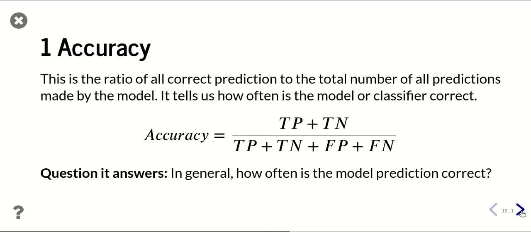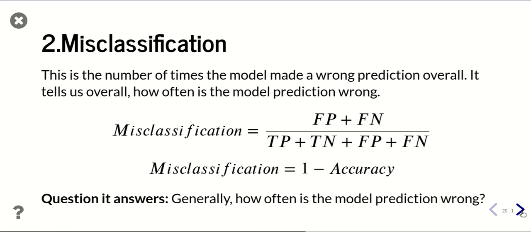So let's begin by discussing what accuracy is. Accuracy is the ratio of the correct predictions to the total number of predictions made by the model. You find the total number of true positives and true negatives, and then you divide it by the sum of the true positives, true negatives, false positives, and false negatives. What accuracy tries to answer is, in general, how often is the model prediction correct? So if you have an accuracy of 90%, then 90% of the time your model is correct.